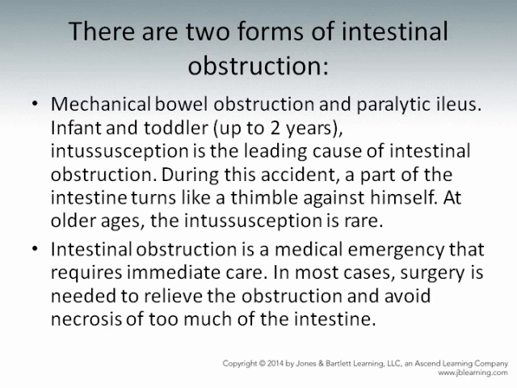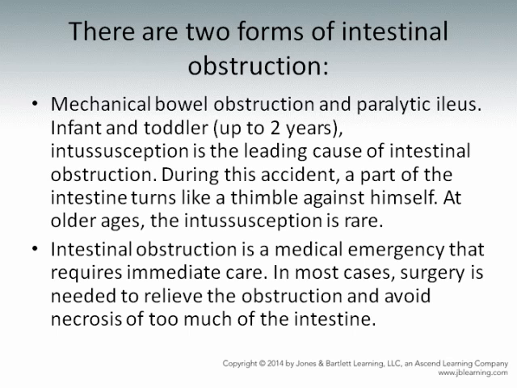Two forms of intestinal obstruction: you have mechanical bowel obstruction and paralytic ileus. In an infant and toddler up to 2 years old, intussusception is the leading cause of intestinal obstruction. That's when a part of the intestine telescopes against itself like a thimble. At older ages, this is rare. Intestinal obstruction is a medical emergency that requires immediate care.